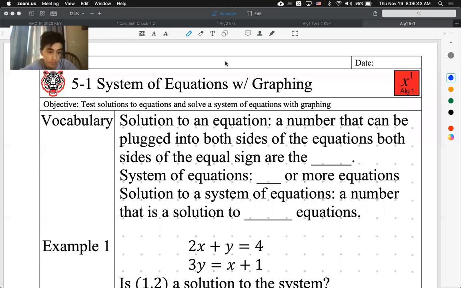All right, let's begin. Algebra 1, 5-1, our brand new unit. This whole unit is systems of equations. So we have a line, now we're adding two lines, and we're seeing what happens with two lines. Today's date is Thursday, November 19th, 2020.